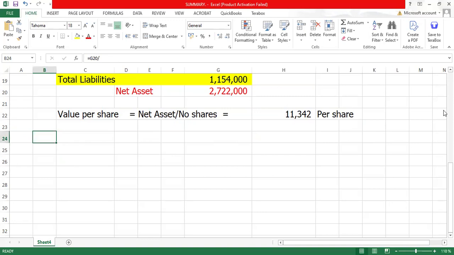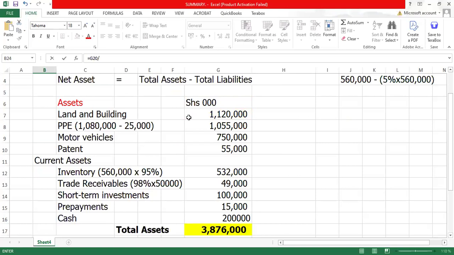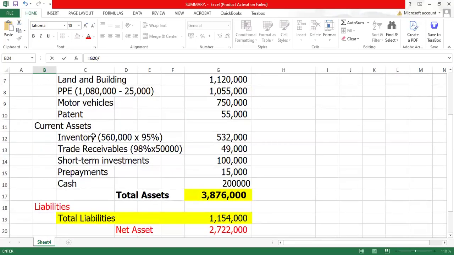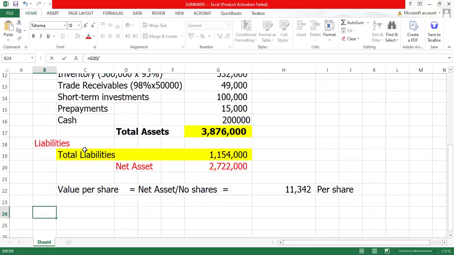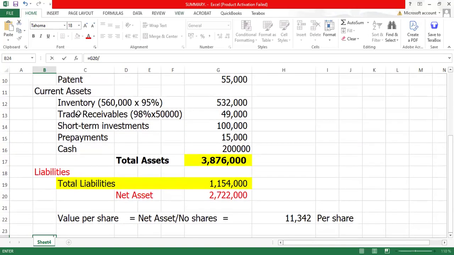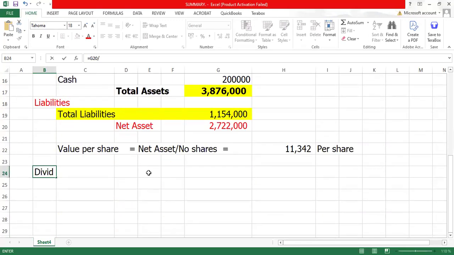that is dividend. Before we go to the next method, are we all okay with this? Are we okay with the net asset method? Take note, preference shares, the figure you have must be included as you get total liabilities. The examiner may put preference shares under equity, but for you, you have to go ahead and include that preference shares as you get your total liability.